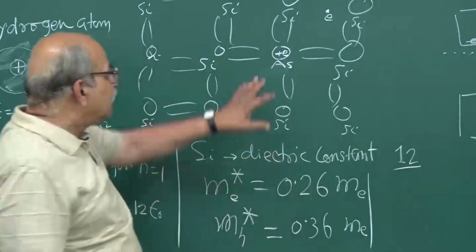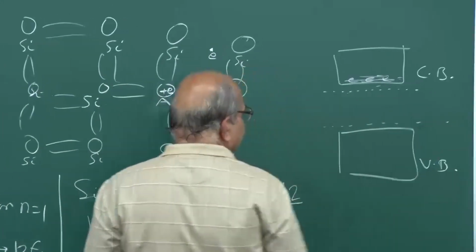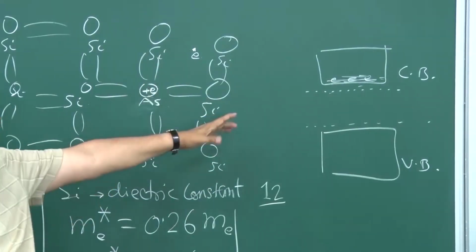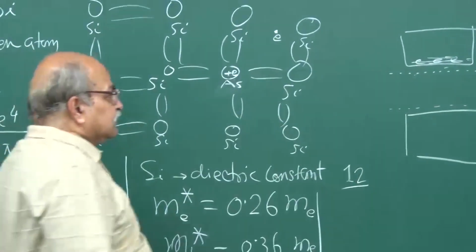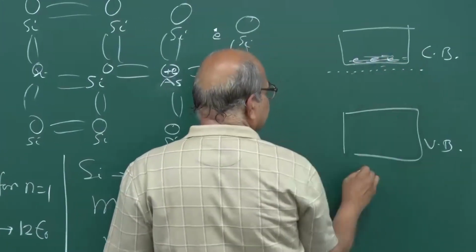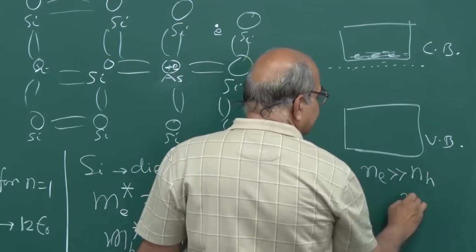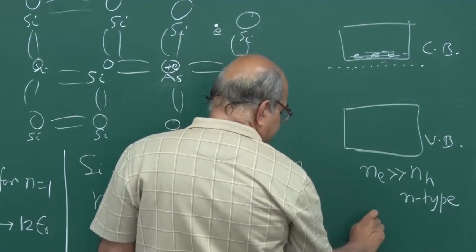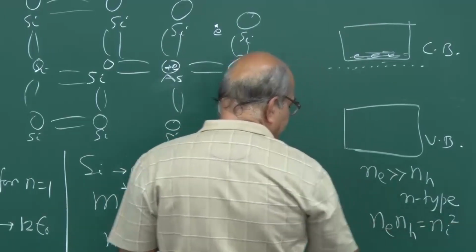So if you have a trivalent impurity here, you create energy levels close to the valence band, and holes are bound to that minus charge through that energy. So those levels we talked about. Then if you have pentavalent impurities, then this Ne becomes much larger than NH, which is your N-type semiconductor. And interestingly, Ne into NH does not change. So this is Ni square.